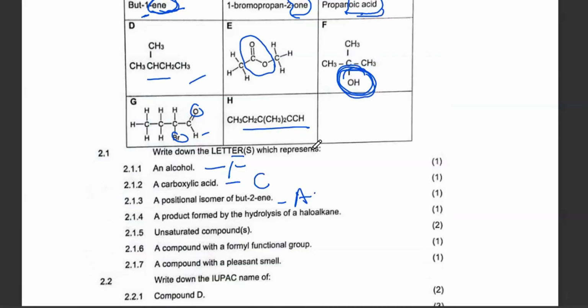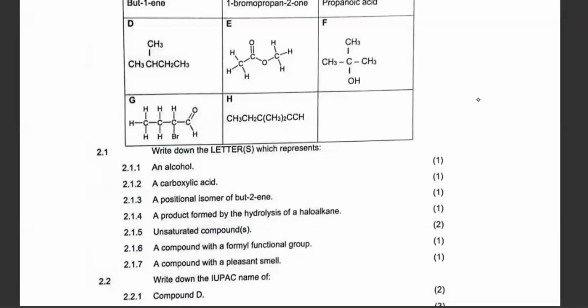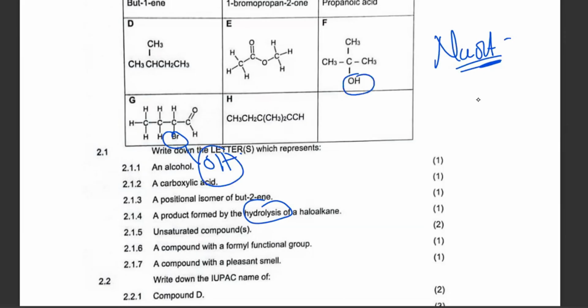Then they are saying the product formed by hydrolysis of haloalkane. When you say hydrolysis, it means that you are going to add sodium hydroxide, where sodium hydroxide is going to replace a halogen. For example, something like this, you replace it with OH. So it means that I'm going to be forming what you call an alcohol. So an example is this. So this compound F must be the most correct answer in that regard.